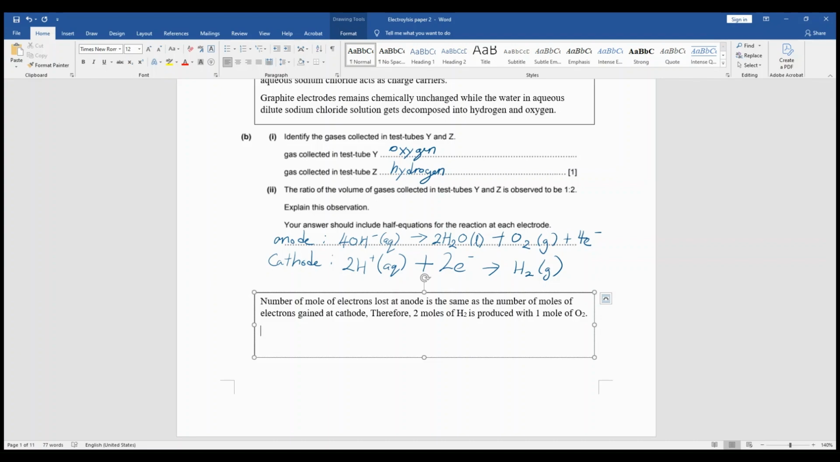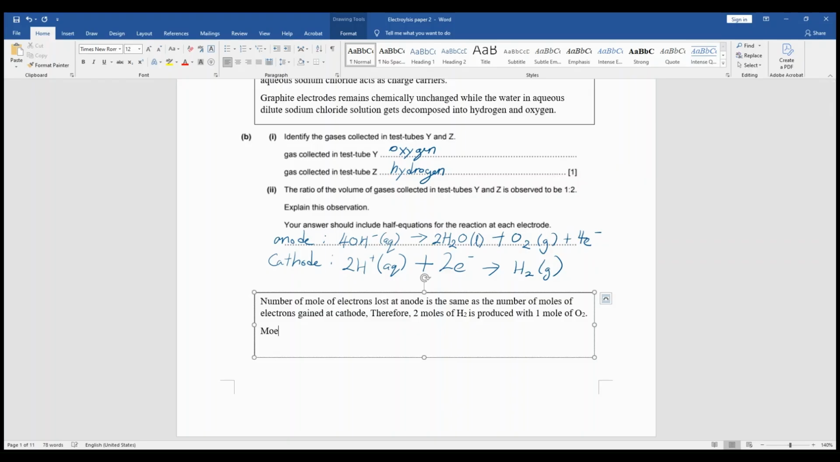Okay, and the question was what? The question was on volume. So you must also talk about volume. If I stop here, I might lose 1 mark because I didn't relate it back to volume. So it's very important here. We don't just talk about mole. Here we already justify the mole. We need to justify back the volume.